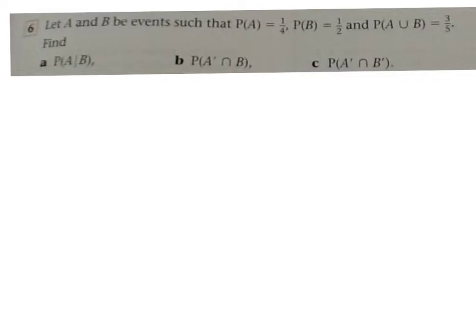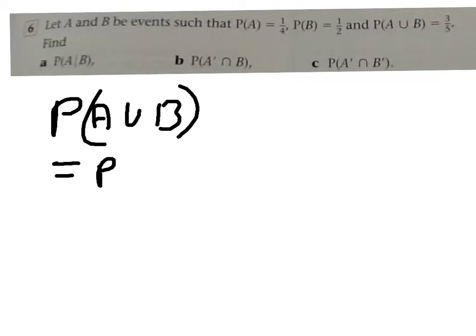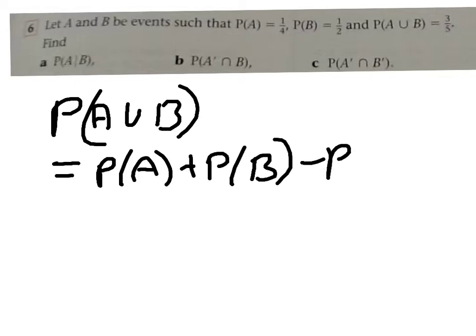So in this question, we've been given the probability of A as a quarter, probability of B as a half, and probability of A or B is 3/5. So we'll start off with the rule, which we call the AND rule. Right, we've got the pen working now. So we start off with our AND rule. So we've got the probability of A or B equals probability of A plus the probability of B minus the probability of A and B.